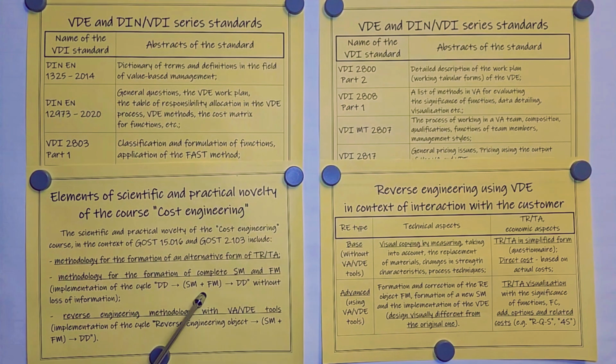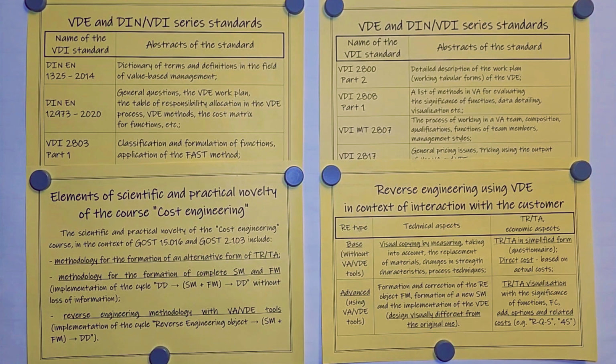It should be noted that if, from the loop design documentation, structural functional model, design documentation, we replace the component design documentation with a reverse engineering object at the first stage of the cycle, then we will get nothing more than a visualization of the concept of performing reverse engineering with the value analysis tools, i.e. this cycle.